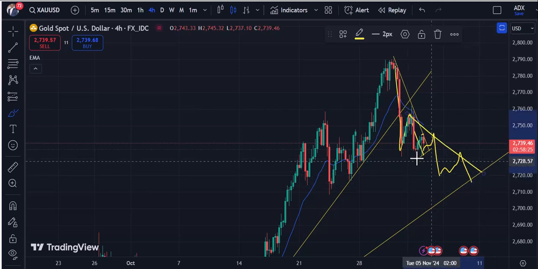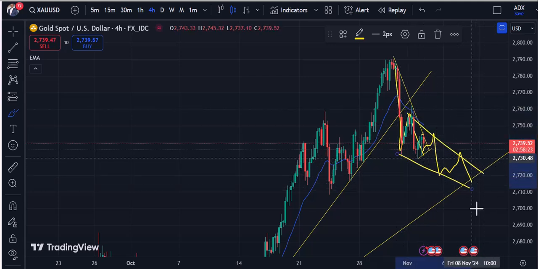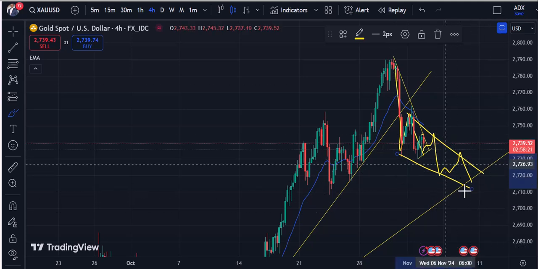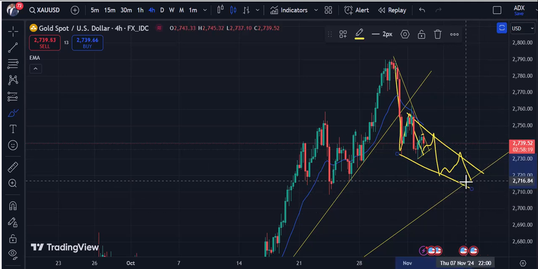So this might be what we'll be expecting for the week. All right, a complex structure like this. But whatever happens, we follow the market as it gives us more data, and this is how we trade.